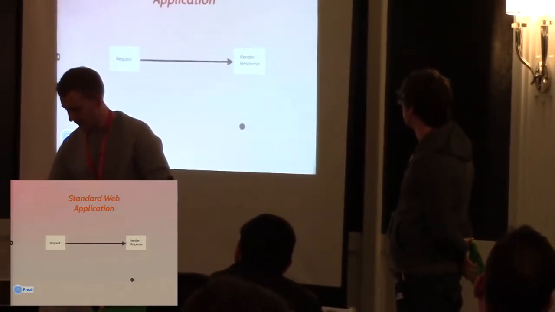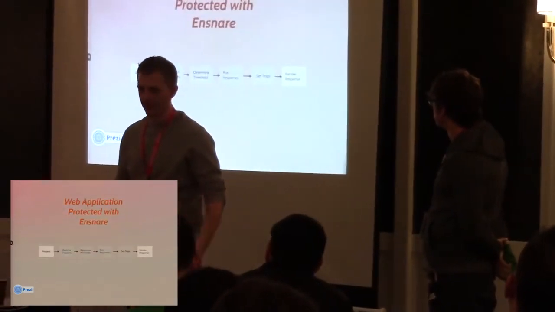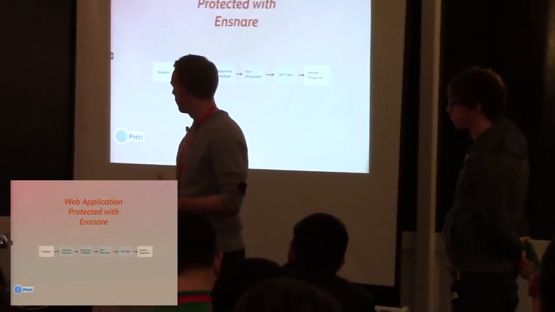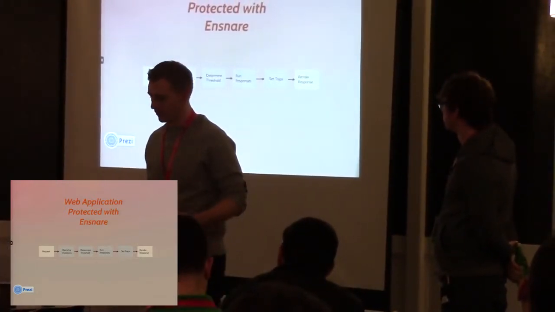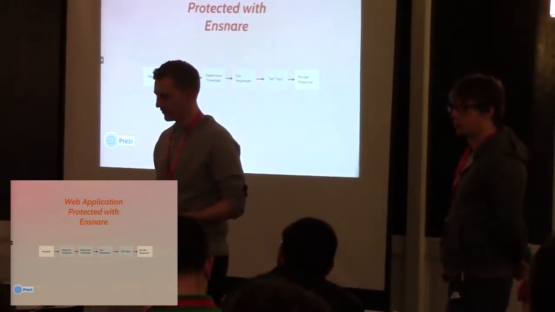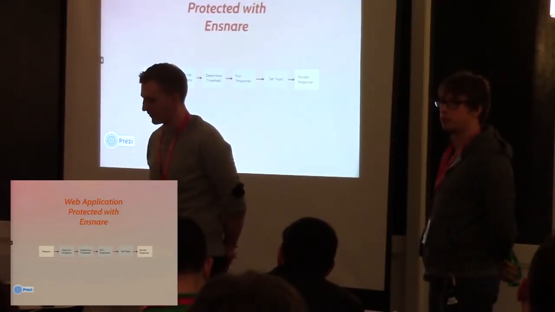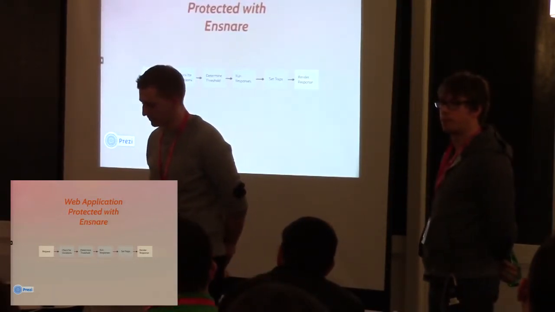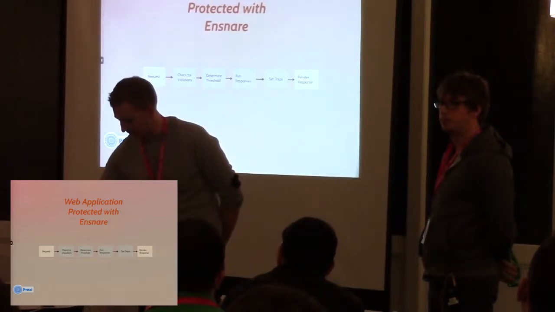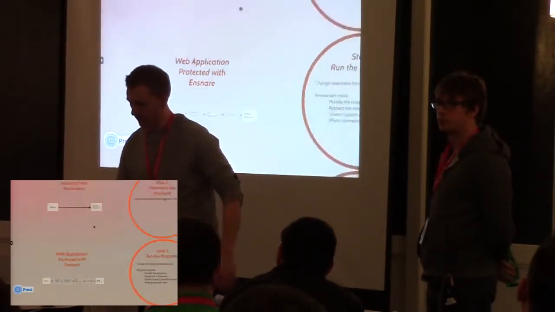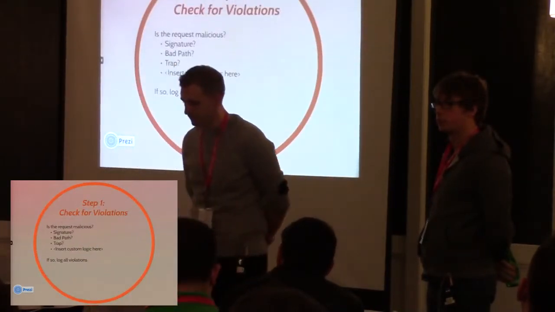So what Ensnare does is it adds a couple additional steps to that process, right? We'll walk through each of these, but basically once a request is received, it's going to check for violations, determine the threshold, run the responses, set any traps that are configured, and then finally render the response. So let's walk through each of these steps so that you understand what I'm talking about here.